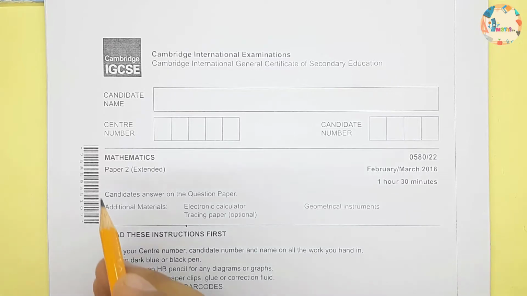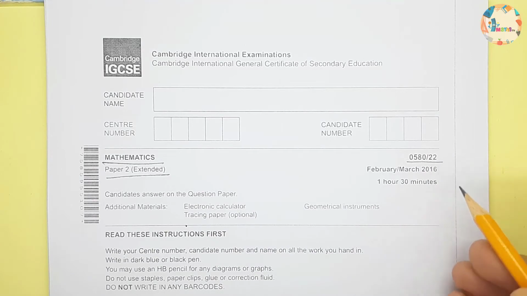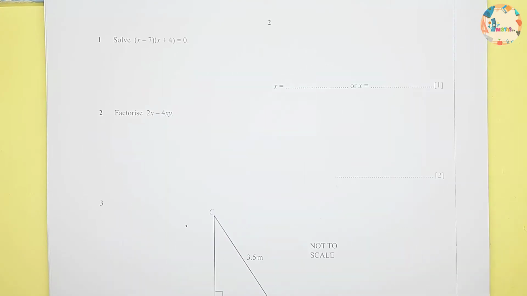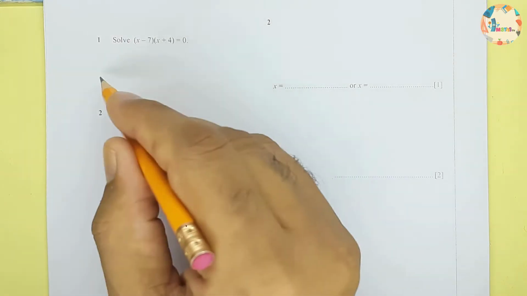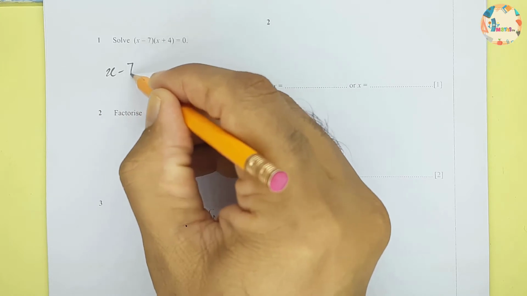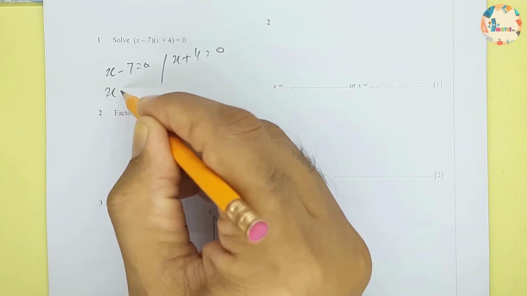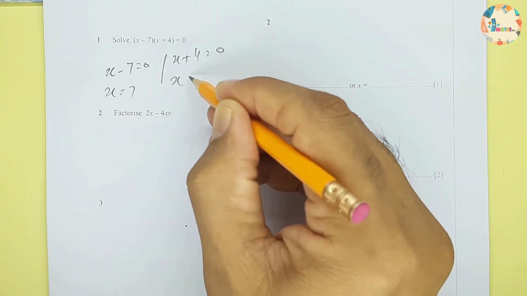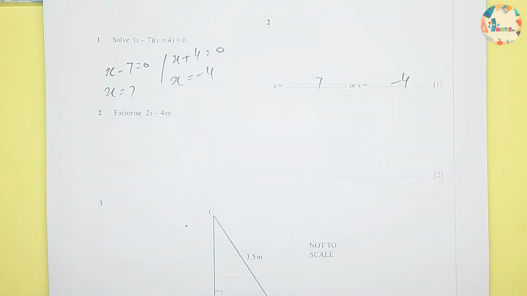Hello guys, today we'll be going through IGCSE Mathematics Paper 2 Extended 058022 Feb March 2016. Question number 1. We have to solve this algebraic equation. So this is equal to 0. X values we have to find. So x minus 7 is equal to 0 or x plus 4 is equal to 0. This implies x is equal to 7 and this implies x is equal to minus 4. So 7 and minus 4, these will be the two answers.